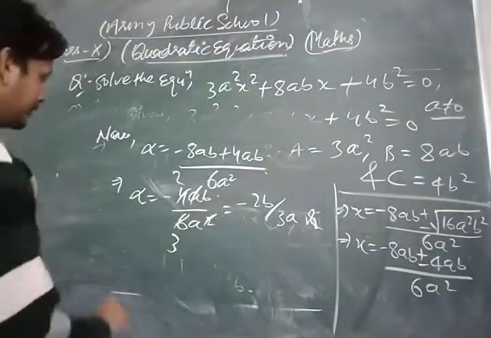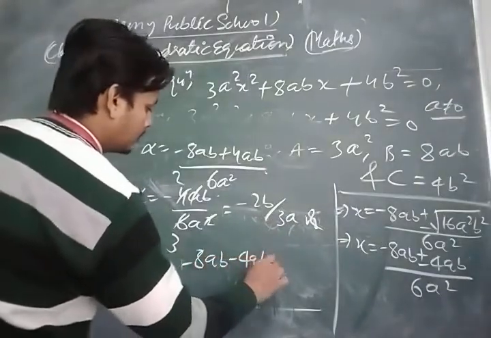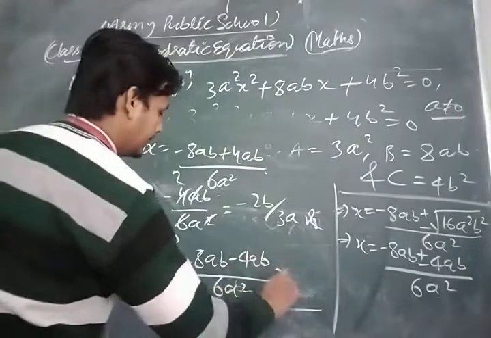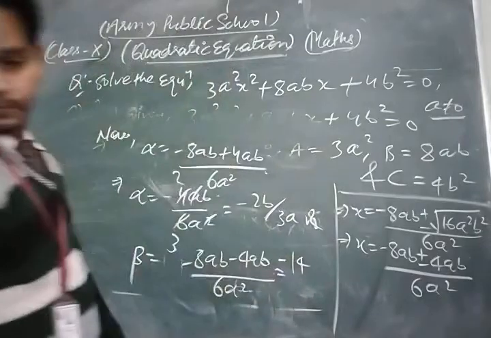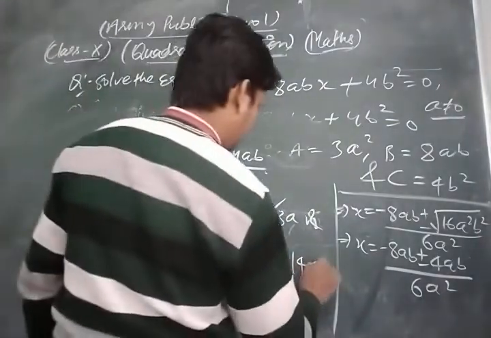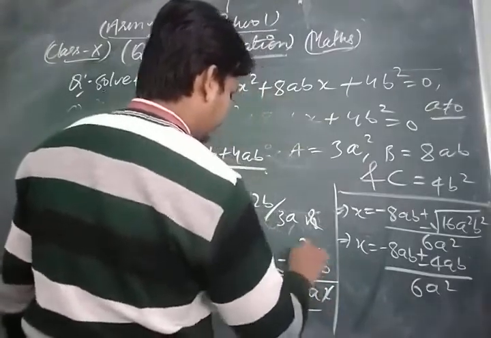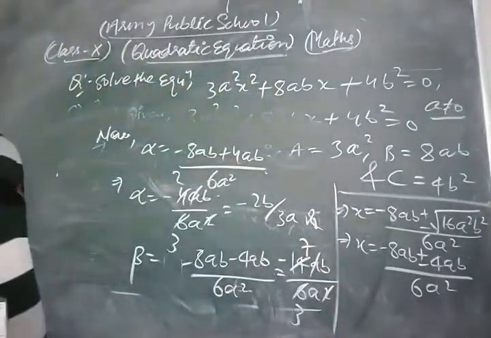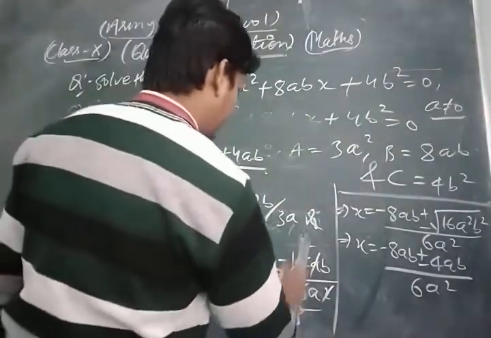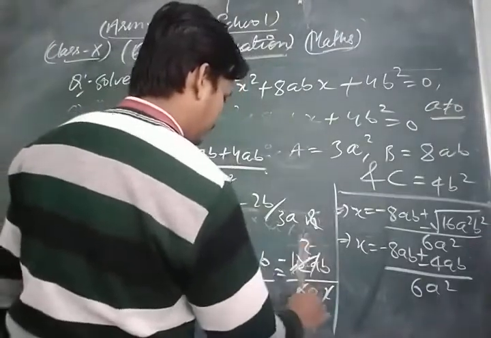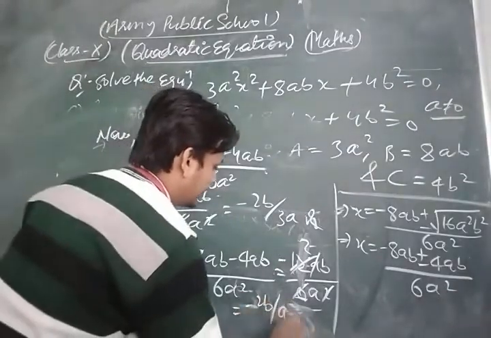And when we take the negative sign, this is beta. This is minus 8ab minus 4ab upon 6a square. That is minus 12ab upon 6a square. One a cancels, and 6 twos are 12. So minus 2b upon a. That is minus 2b upon a. This is the second answer.